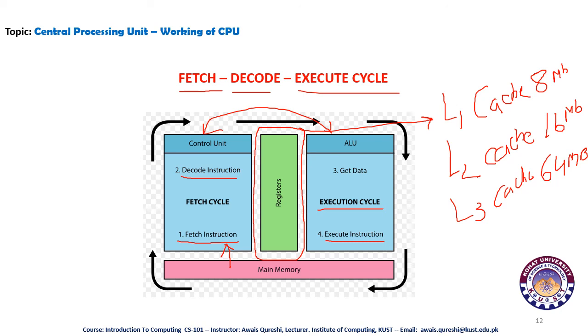So we can call those registers special caches, where the results are stored on a temporary basis, and after that, when the operation gets completed, those final results are stored back to the main memory. So this is how the central processing unit works.